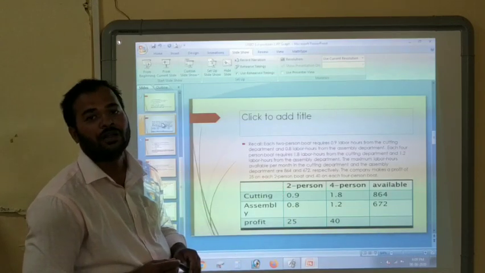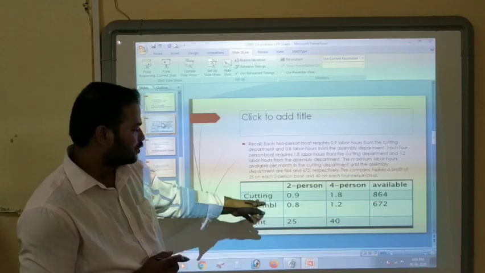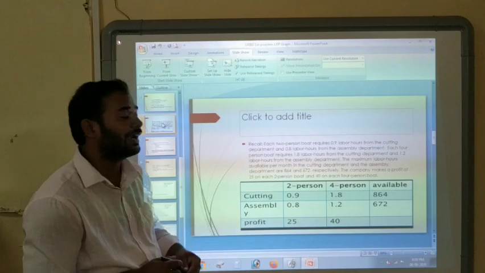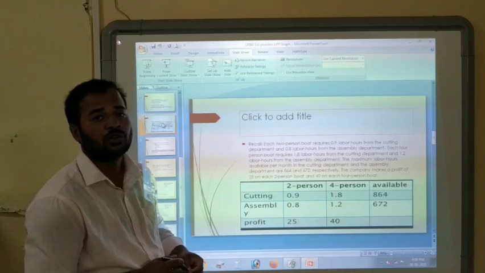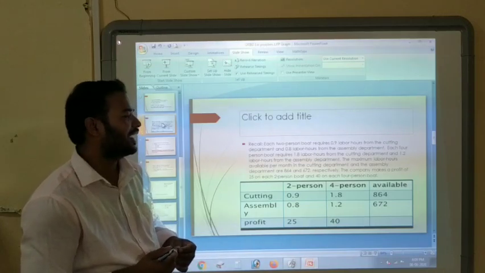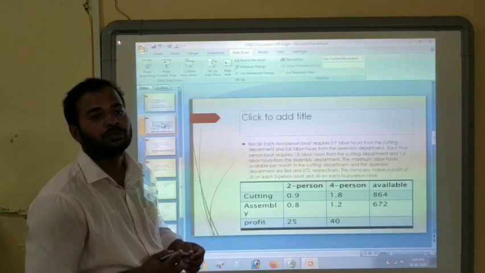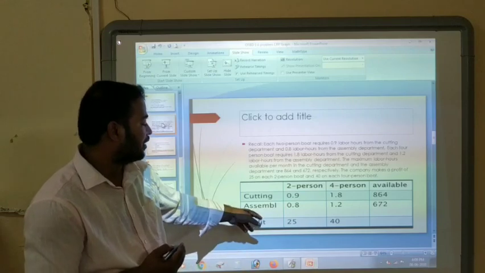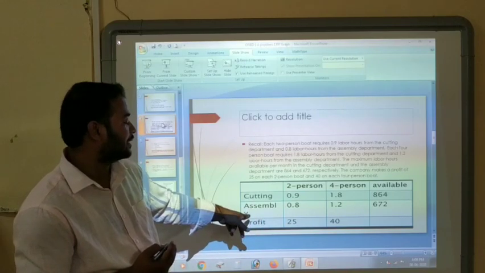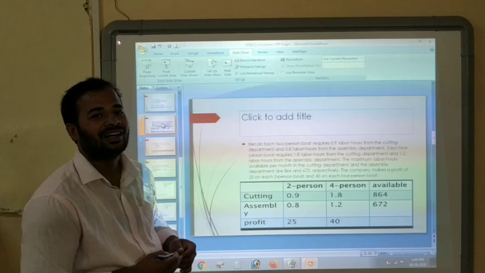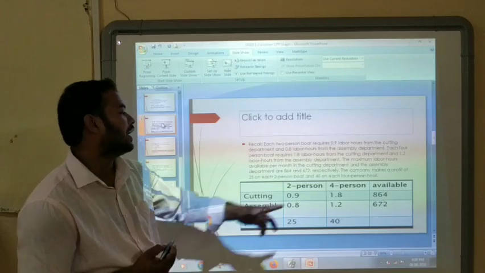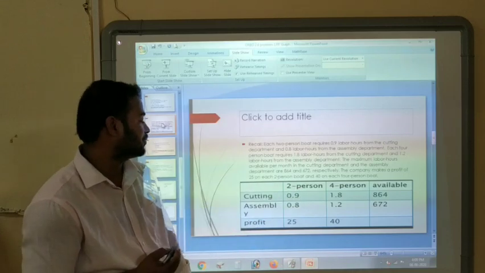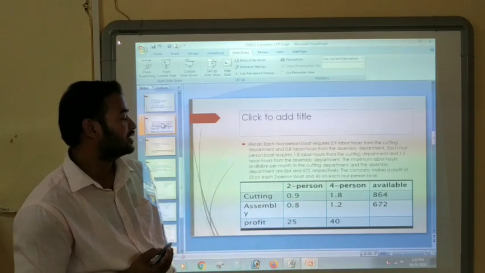Here in this problem we had 2% board manufacturing and 4% board manufacturing, and we have total available hours. For cutting, we have 0.9 hours for the 2% board and 1.8 hours for the 4% board, and the total available hours per month is 864. For assembly, we have 0.8 hours for the 2% board and 1.2 hours for the 4% board, and the total available hours for assembling the boards are 672.